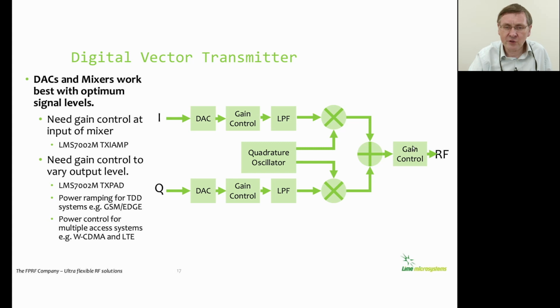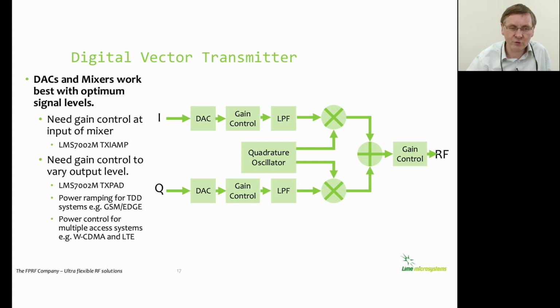So finally, we're going to introduce some gain blocks into the transmitter. The reason we need the gain blocks is to give the optimum signal levels to the DAC and the mixers to give the very best performance in the radio. And finally, the gain control at the end enables us to vary the output power without disturbing the setup of the rest of the transmitter.